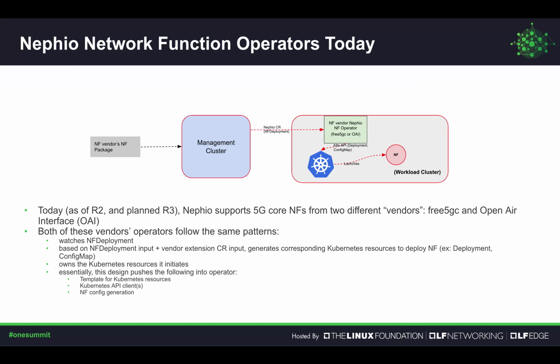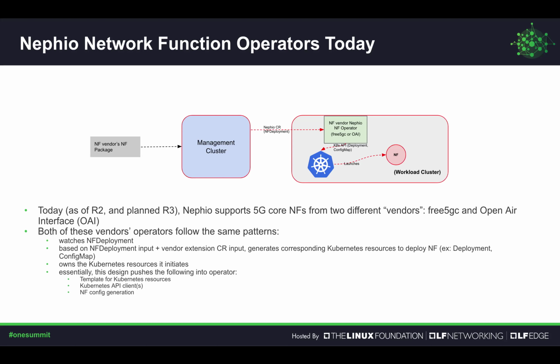So one of the things really quickly, the rationale behind why, as of today, we have two NF operators in the community. It will be the same for R3. We still only have two. One from Free5GC, which is just core, and OAI, which is core and RAN. They pretty much follow the same patterns.